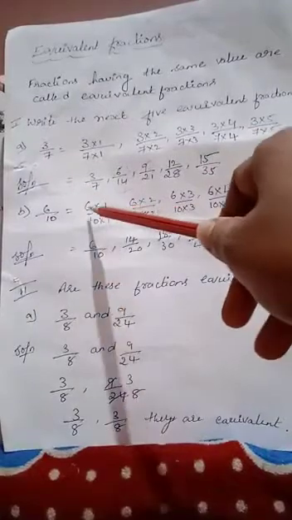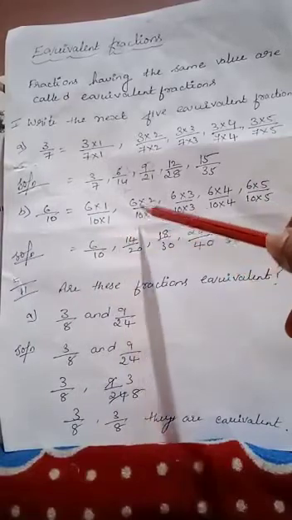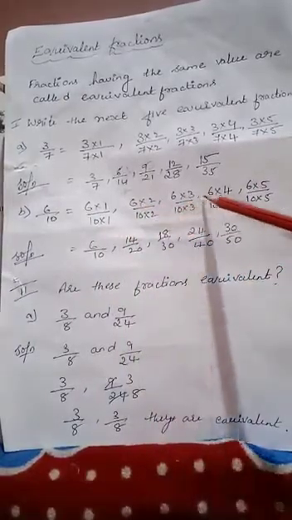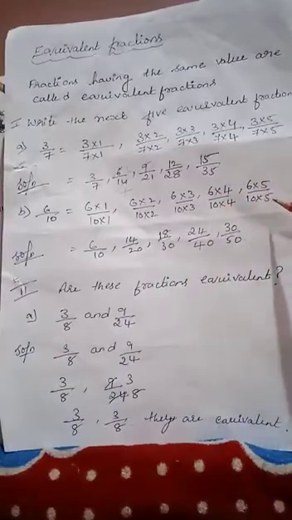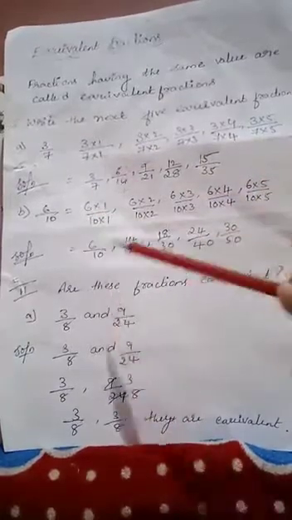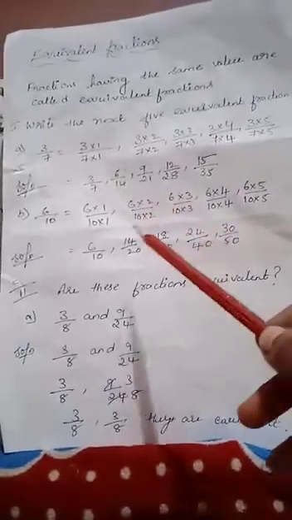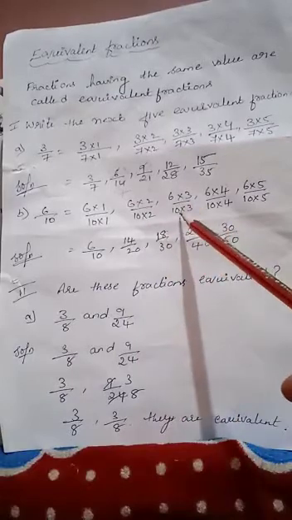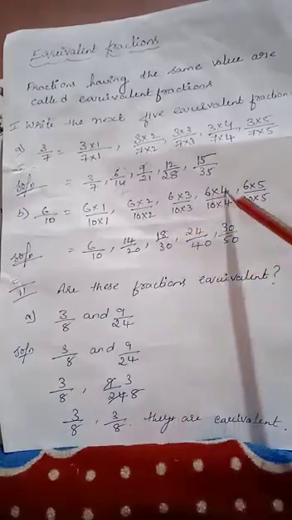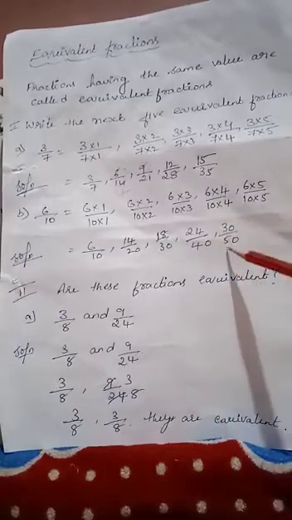Next we give an example for 6 by 10. We should write 6 by 10, then 6 into 1, 10 into 1. Next 6 into 2, 10 into 2. 6 into 3, 10 into 3. 6 into 4, 10 into 4. 6 into 5, 10 into 5. Then we take it down and multiply it. 6 ones are 6. 6 twos are 12, 10 twos are 20. 6 threes are 18, 10 threes are 30. 6 fours are 24, 10 fours are 40. 6 fives are 30, 10 fives are 50.